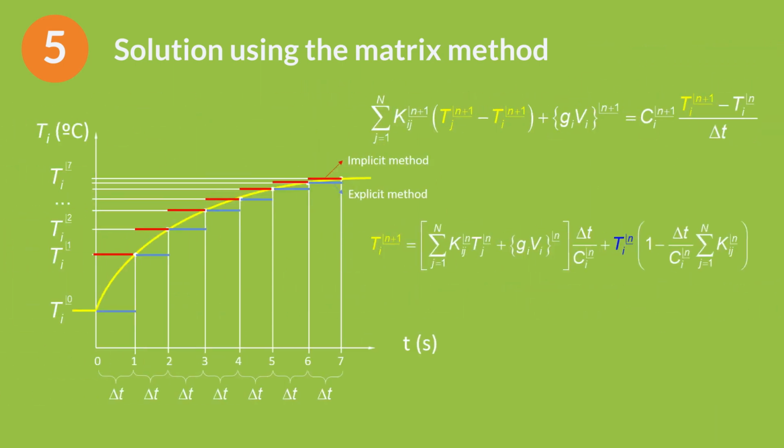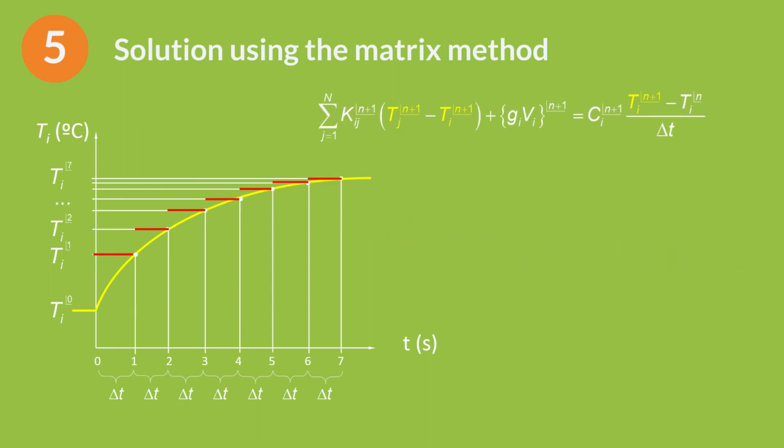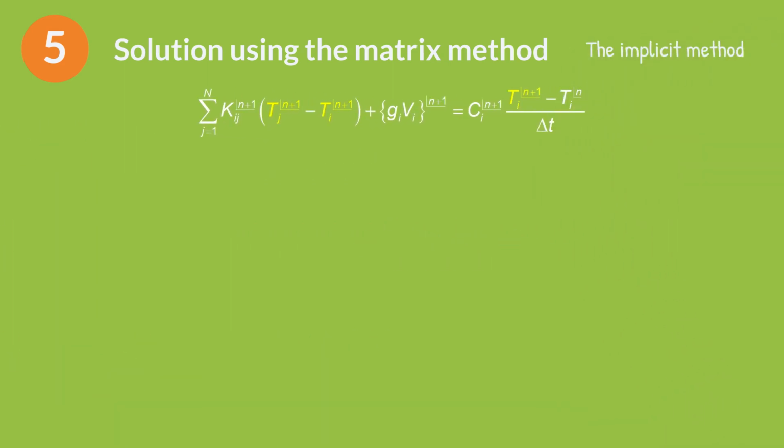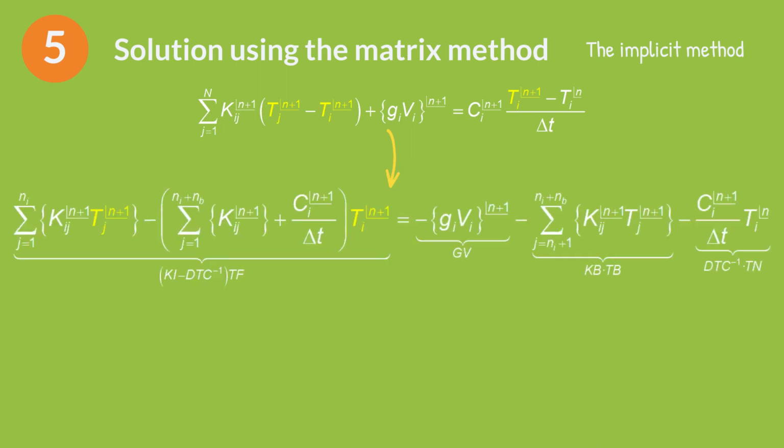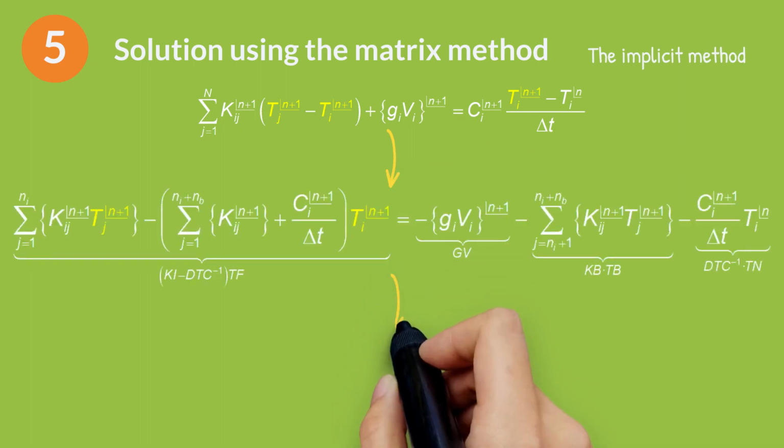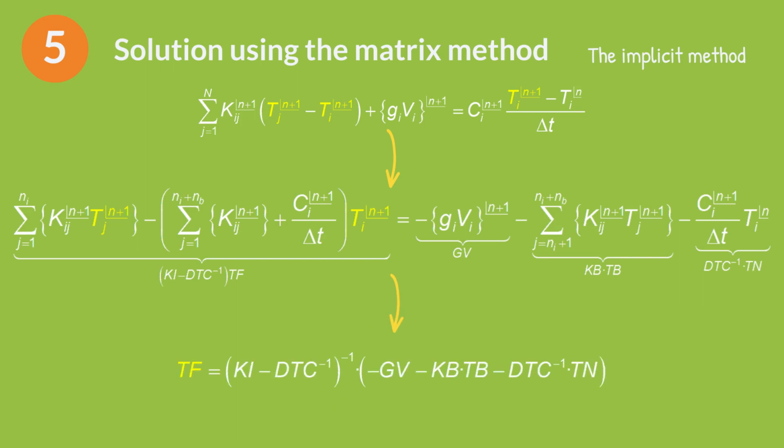Let's now analyze the utilization of the matrix method with the implicit method. Terms in the energy conservation equation for a generic node using the implicit method can be rearranged, giving as a result the expression for the calculation of temperatures during the transient regime using the implicit method, which is a little bit more complex than that for the explicit method.